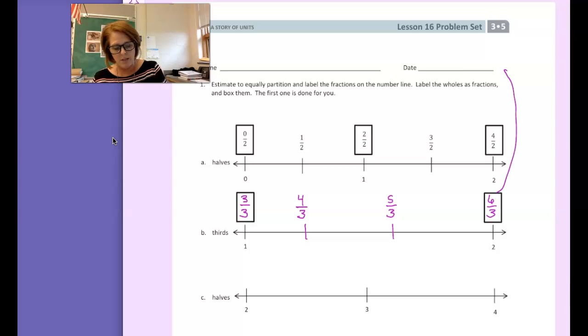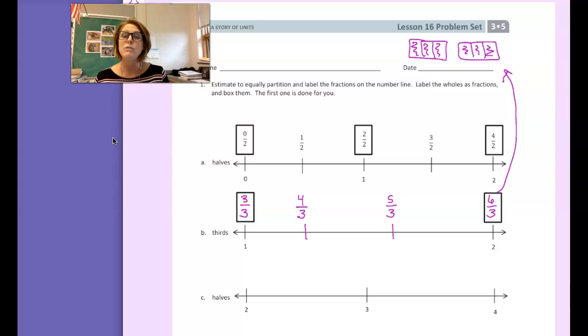And I want to show this to you as a picture just so that you can have a visual of what this looks like. So if I have 2 rectangles divided into thirds and I shade 1, 2, 3, 4, 5, 6 thirds, I have 2 whole rectangles. Okay?